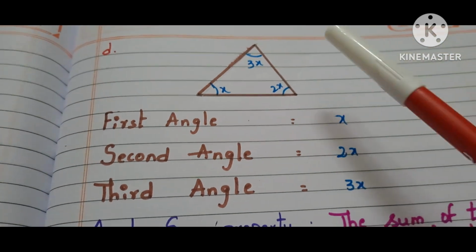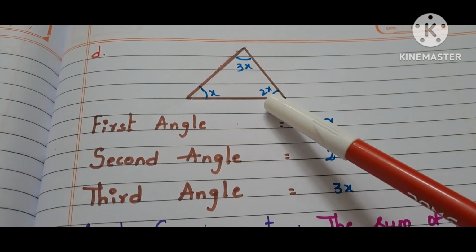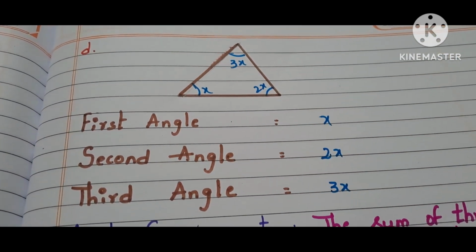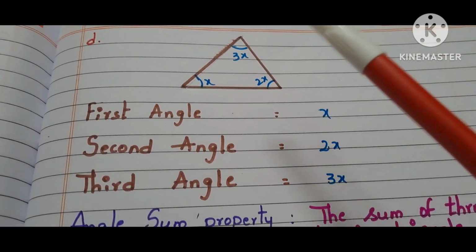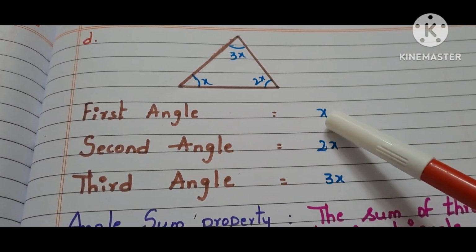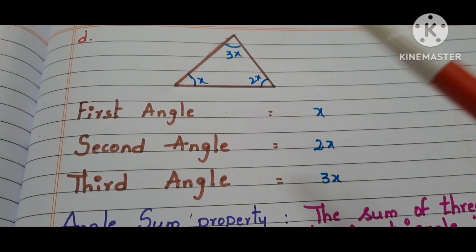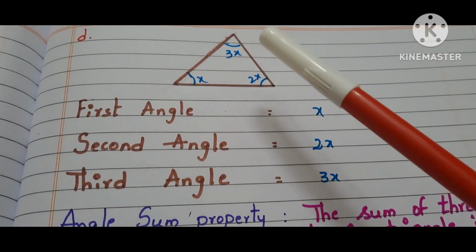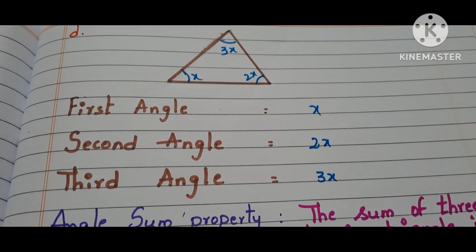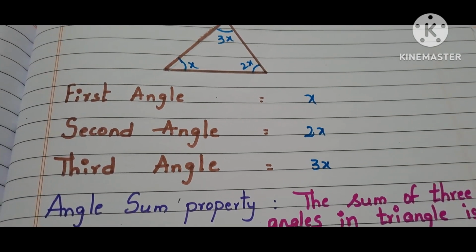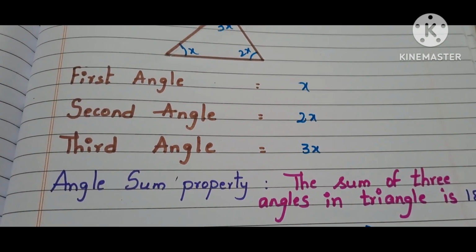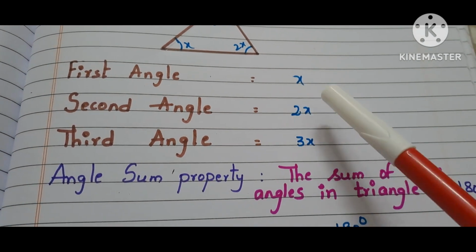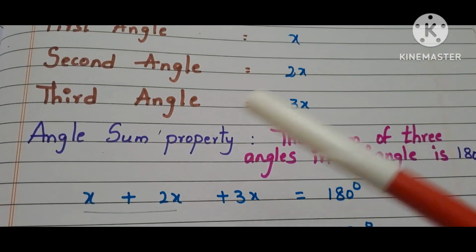Here we have the triangle with the angles x, 2x and 3x. Now we need to find the three angles. Let us say the first angle is x, the second angle is 2x and the third angle is 3x. Now use the angle sum property. The sum of three angles in a triangle is 180 degrees. Take these three angles and add them.